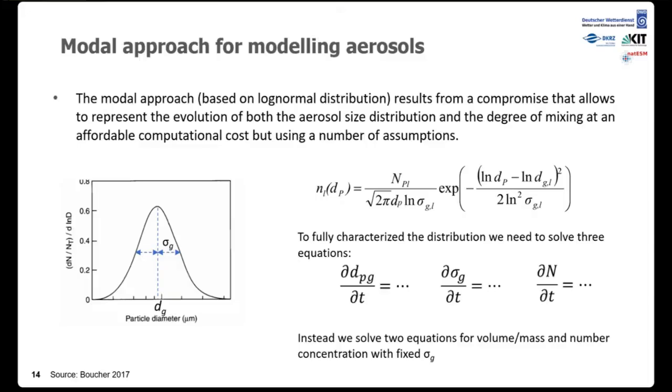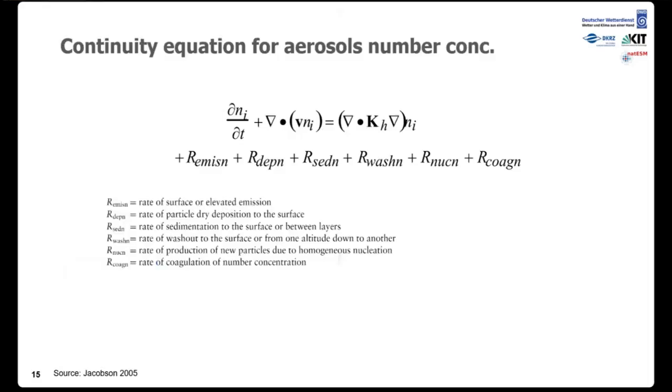What we do is basically calculate the mass balance equations, the continuity equation for number and mass, assuming that this standard deviation is fixed, and then we can retrieve the radius. This brings us to the continuity equation for the aerosol number. In this one, the first row is ICON. It's basically none of my business, technically.